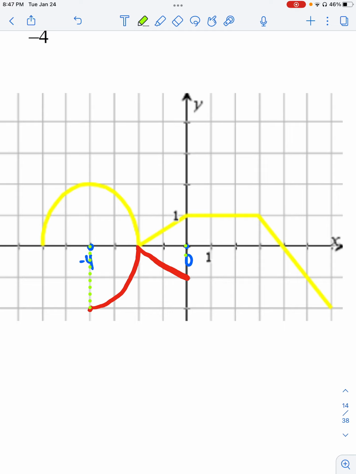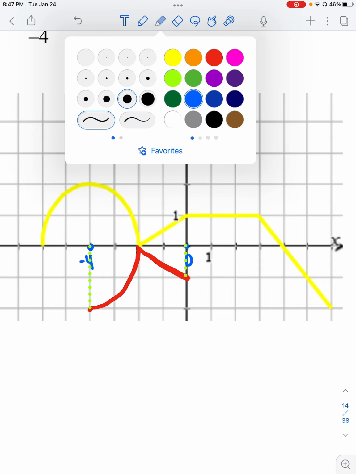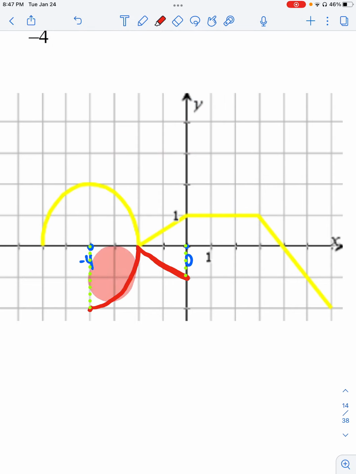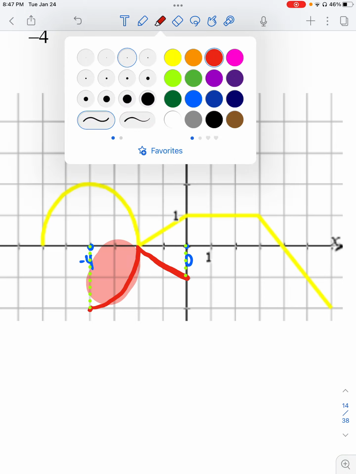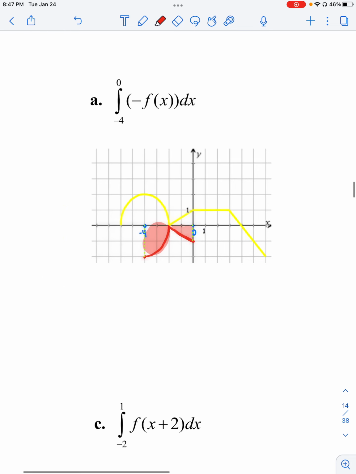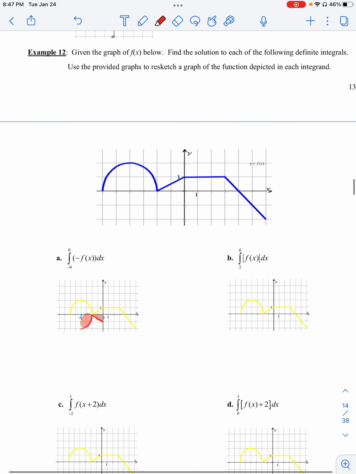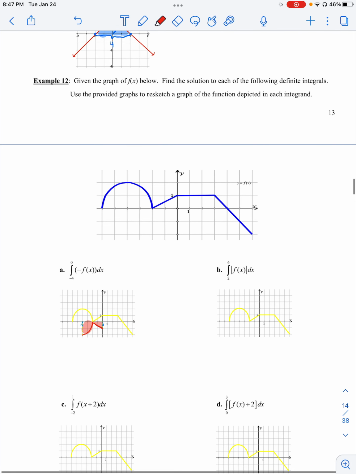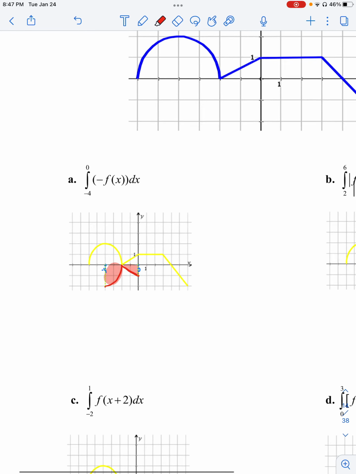Okay, so now our area will be all the stuff inside here. That would be the area of our integral, okay? They actually want us to find it? Okay, yeah, so they do, okay?